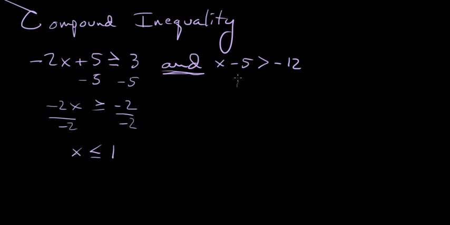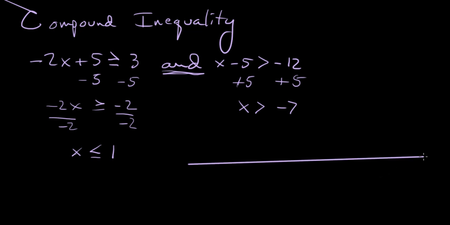So let's add 5 here. Add 5. And x is greater than negative 7. So in other words, x has to be less than or equal to 1 and greater than negative 7. Let's see how that works on the number line. Let's create a number line here. And I'm going to put a 0 here.